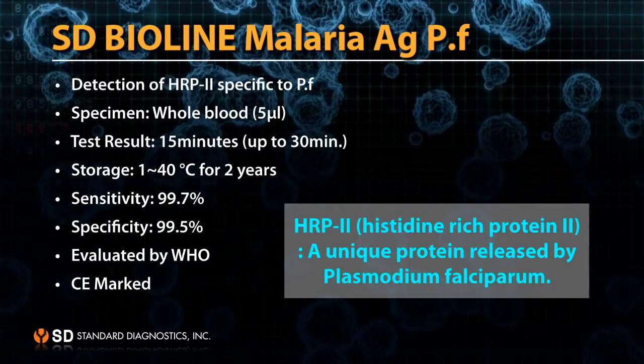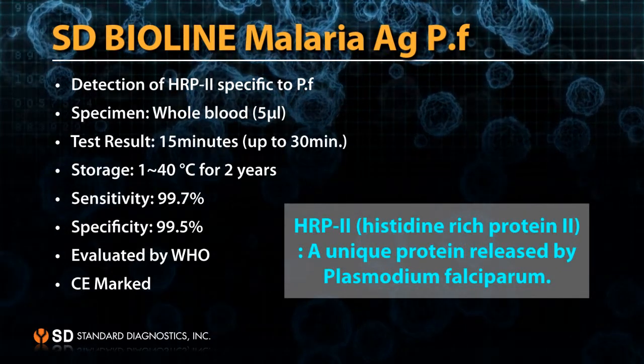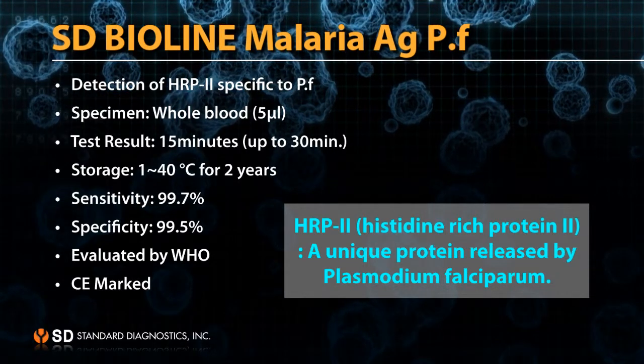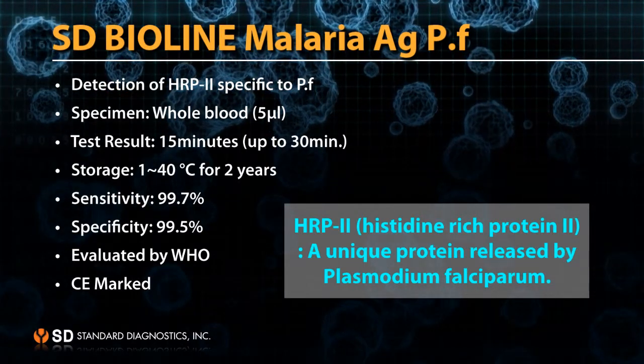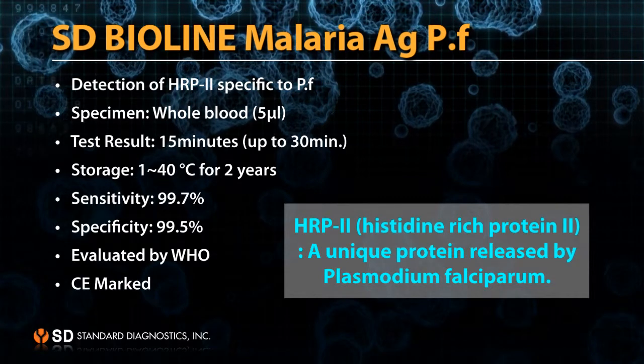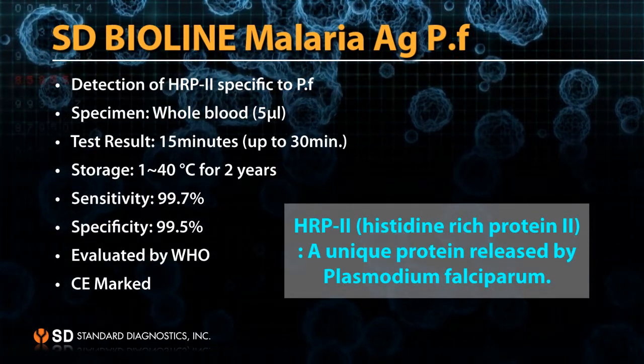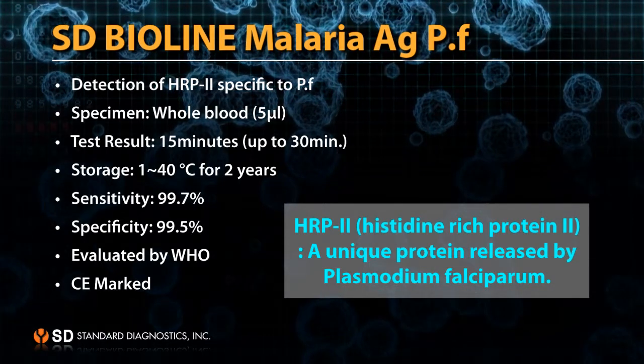HRP-II stands for histidine-rich protein 2. It is a unique protein released by Plasmodium falciparum. The BIOLINE Malaria Antigen PF rapid test is for detection of HRP-II specific to Plasmodium falciparum.